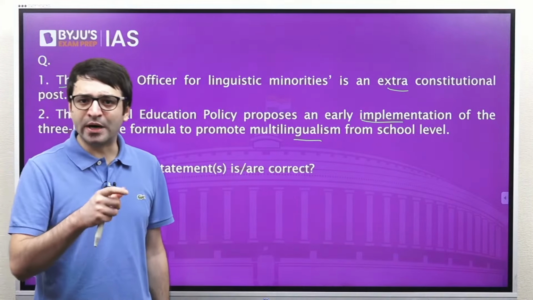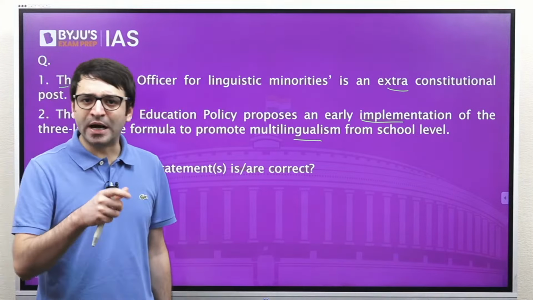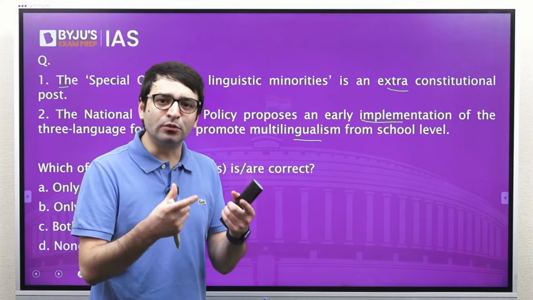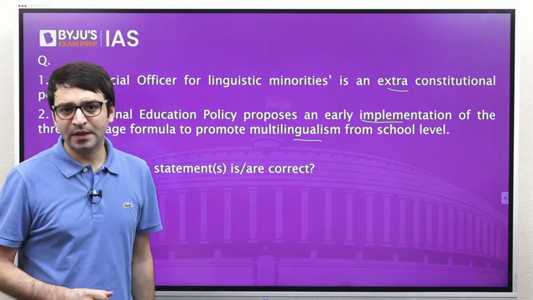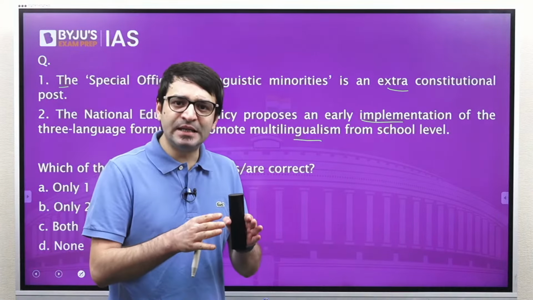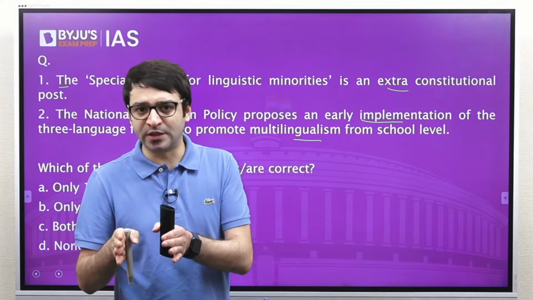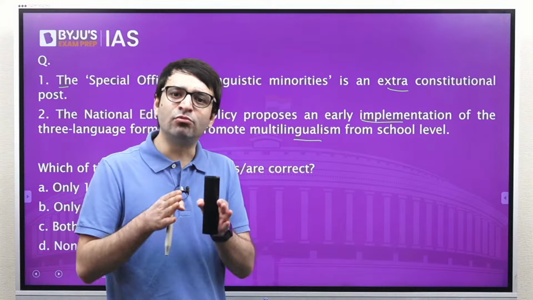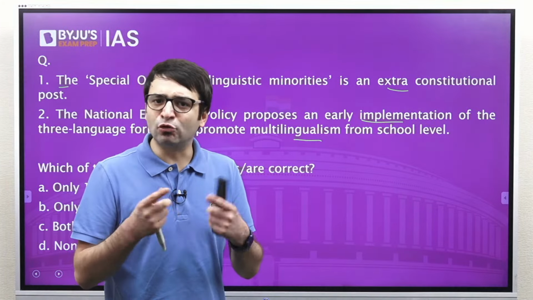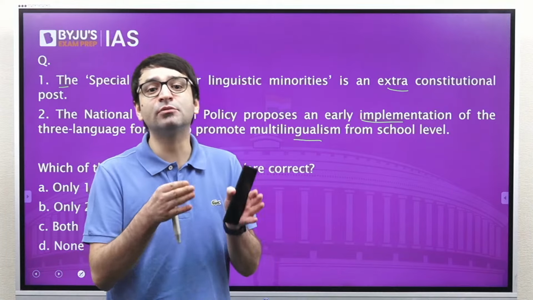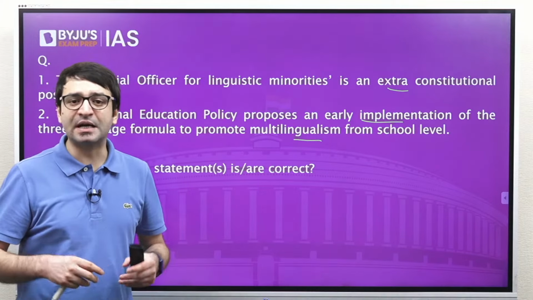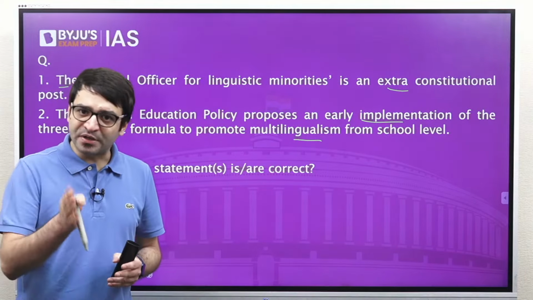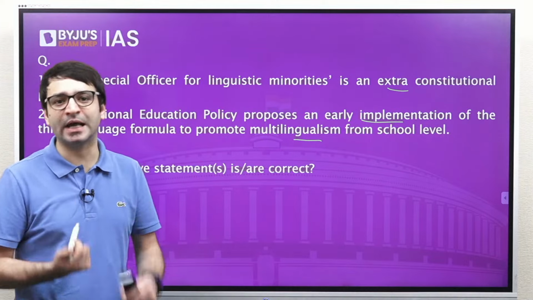But there are other bodies or other posts which are not mentioned in the Constitution but created by a parliamentary law. Those are what we call statutory bodies or extra constitutional bodies. But there are also some bodies which are neither constitutional nor statutory, neither mentioned in the Constitution nor created by a parliamentary law. And those are what we call extra constitutional non-statutory bodies, which are created by a government resolution. For example, Niti Aayog is created like that. Prior to Niti Aayog, we had the Planning Commission, which was created like that. National Development Council was created like that.